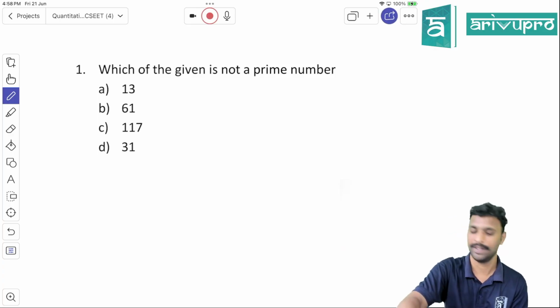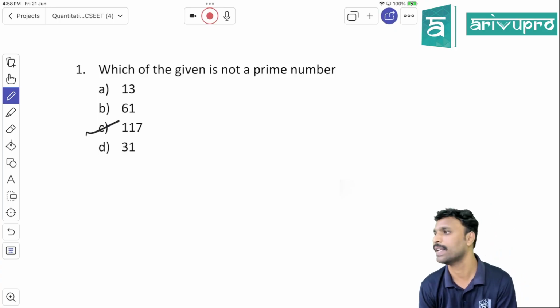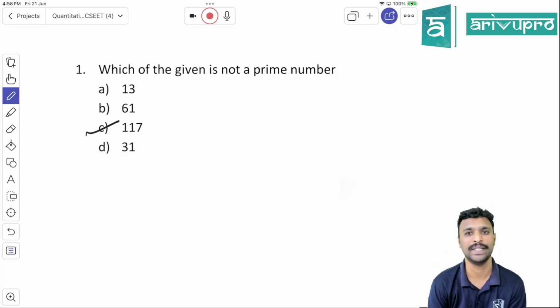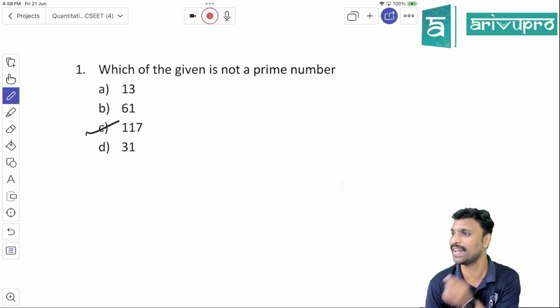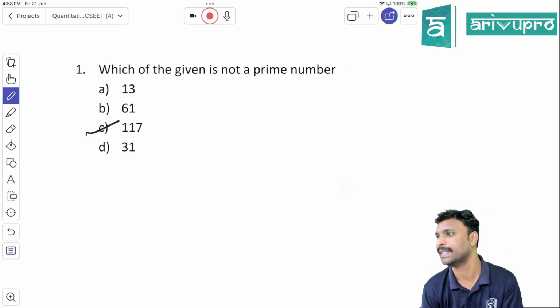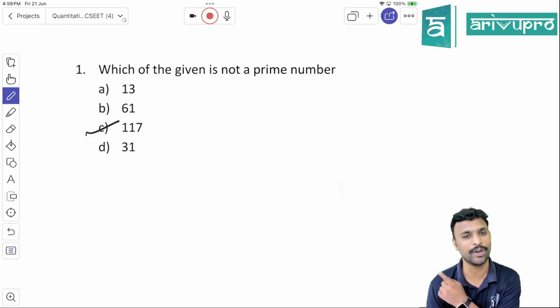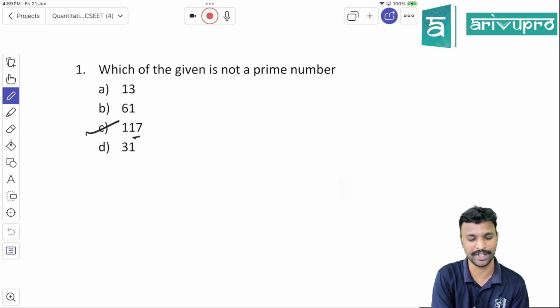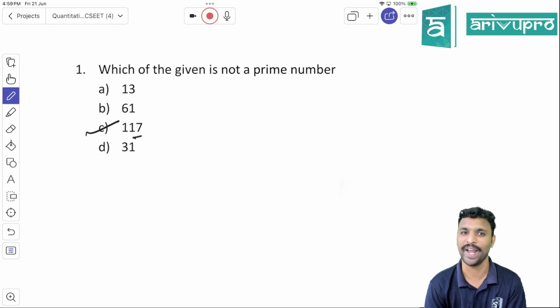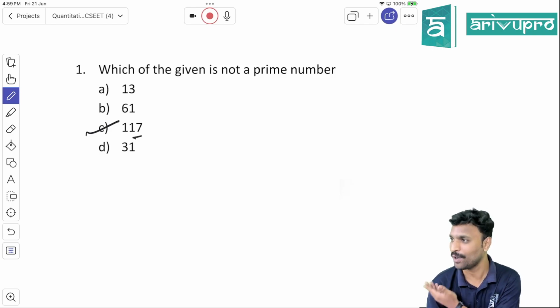Which one? 117 is not a prime number, because other than 117 and 1, it is also divisible by 3. You know the divisibility rule for 3? The sum of all the digits should be divisible by 3. Why did I not check for 4? The last two digits are definitely not divisible by 4. Why did I not check for 2? The last digit is not an even number.